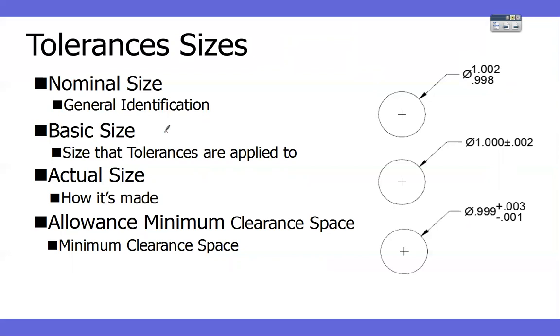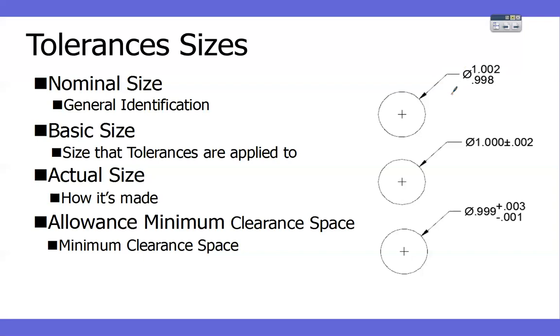Basic size is the size that the tolerance is applied to. So what's the basic size right here? 1. What's the basic size right there? 0.99. 0.999. What's the basic size right there? There isn't one. Correct answer. Usually people look at that for like 5 minutes. We're like, I don't know. No, limit tolerances don't have a basic size. That's just giving you the tolerance, it's not putting the tolerance onto another number.